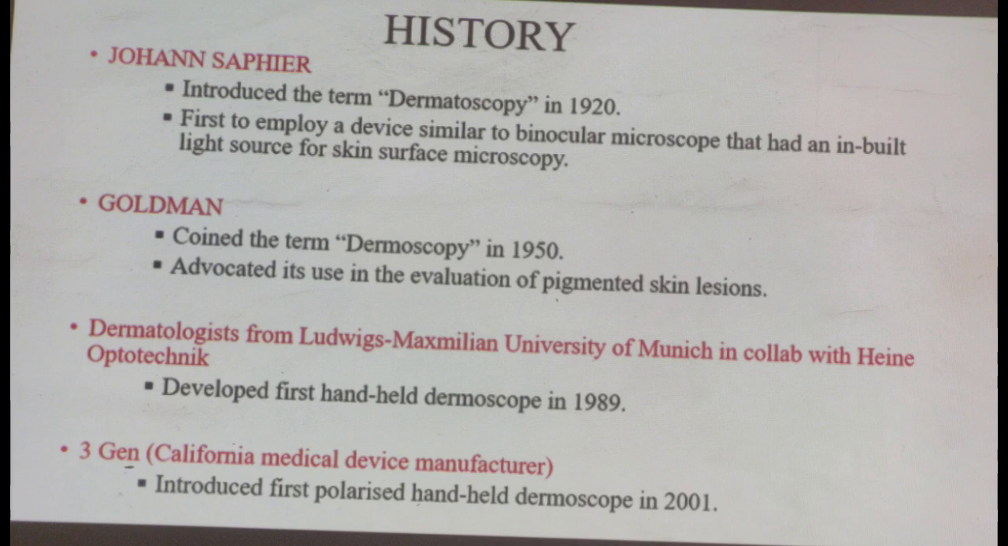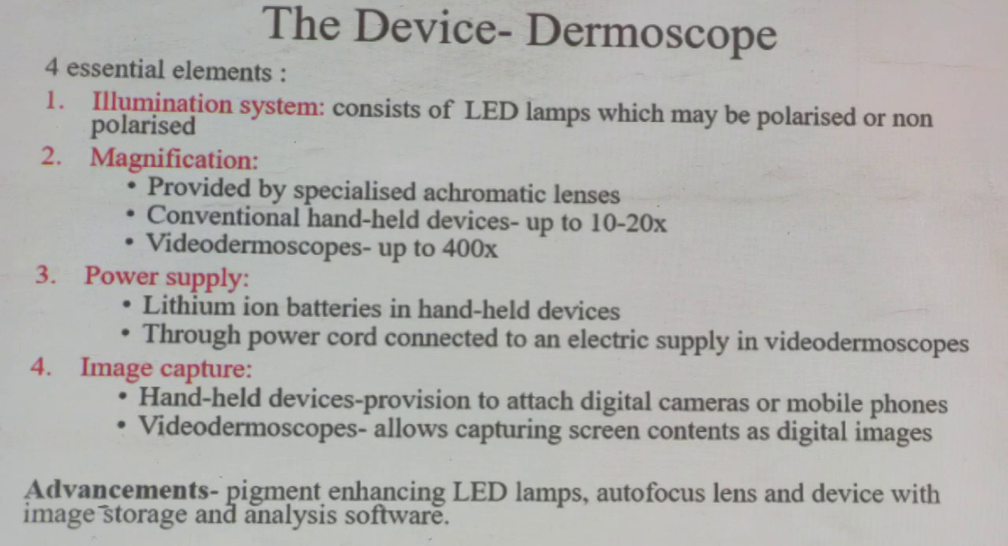The device. So a dermoscope has four essential elements. First is illumination system, then magnification, power supply and image capture. Illumination system consists of LED lamps which may be polarized or non-polarized. Magnification is provided by specialized achromatic lenses. In a conventional handheld device, the magnification is up to 10 to 20 times, whereas in a video dermoscope, it is up to 400 times.